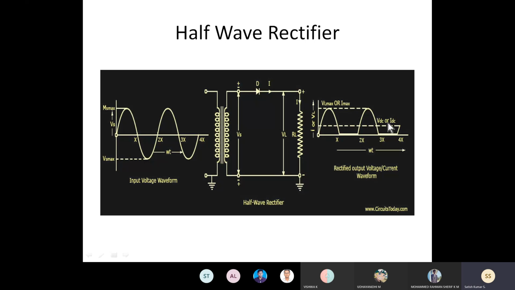VDC or IDC. This kind of dotted line only I have to get. That is the best way to obtain the output of a rectifier. I have to get this kind of perfect DC. For that purpose, what I am going to do is filter this arrangement.